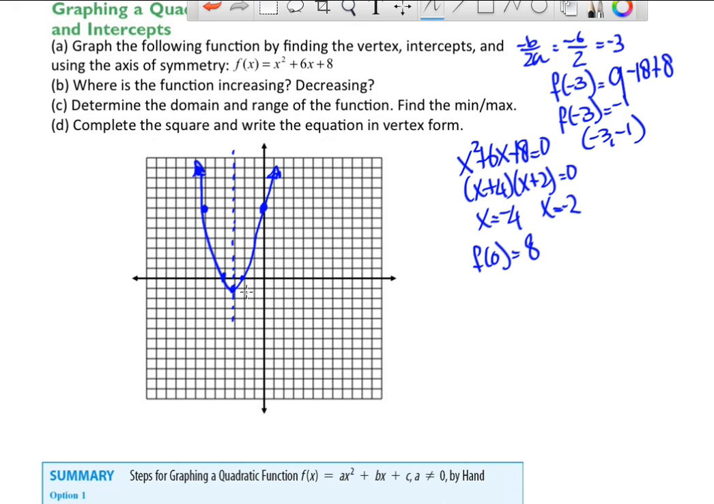Okay. Where's the function increasing and decreasing? So if it opens up, then it's decreasing from negative infinity to the x coordinate here, which was negative 3, right? So it's decreasing to negative 3, and then increasing from negative 3 until infinity.